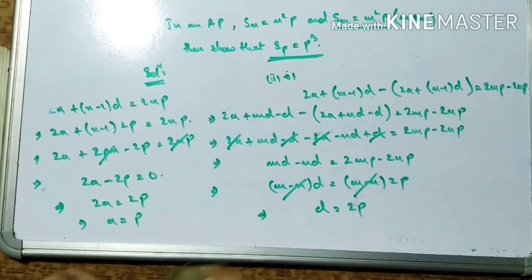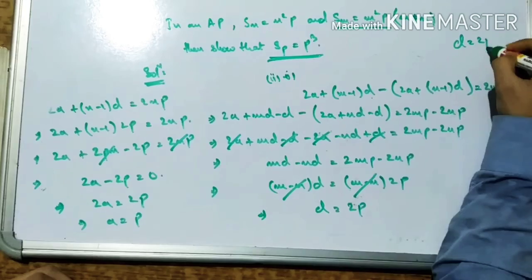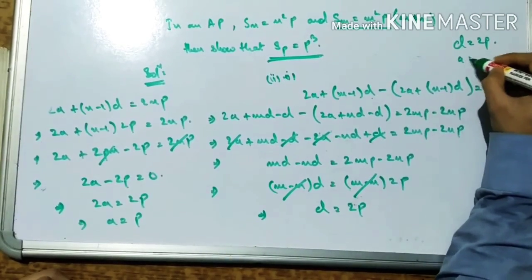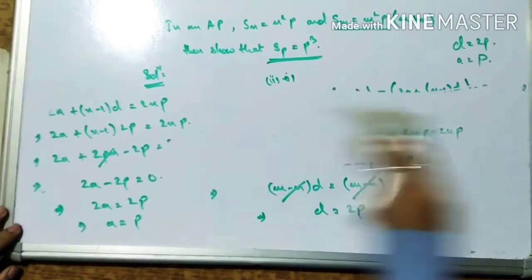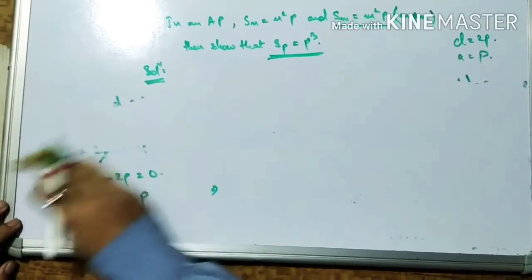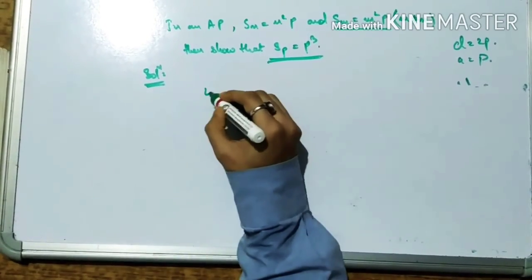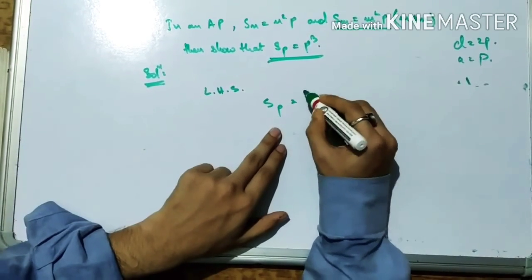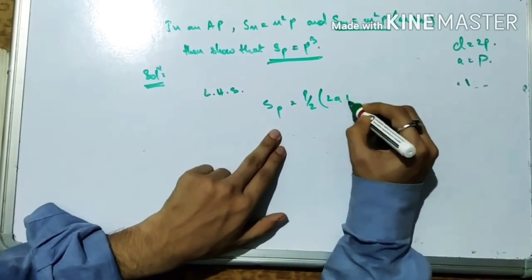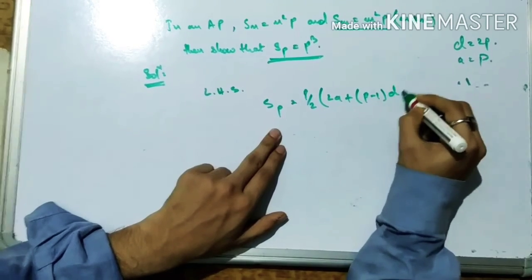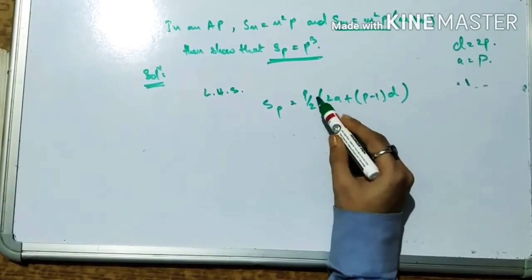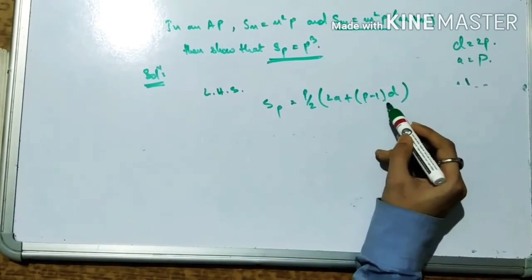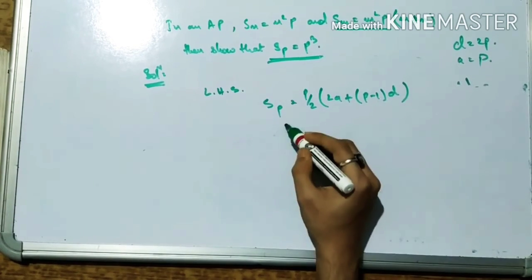Okay, so d is equal to 2p, and a is equal to p. Now I will take the LHS, which is Sp. Now Sp, how can I write it? Sp is equal to p by 2 times (2a plus (p minus 1) d). Understand?